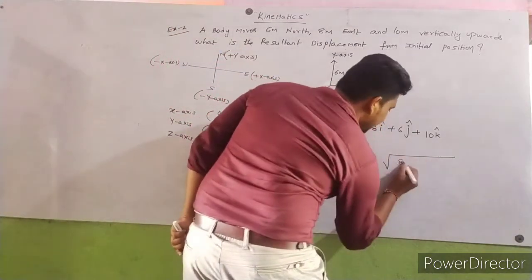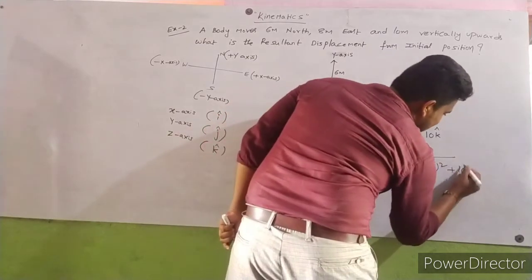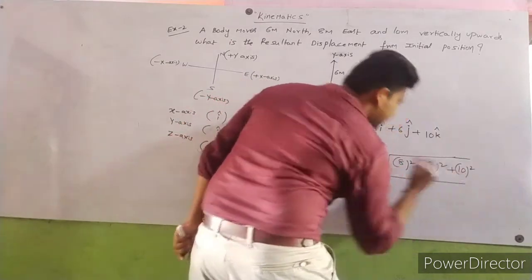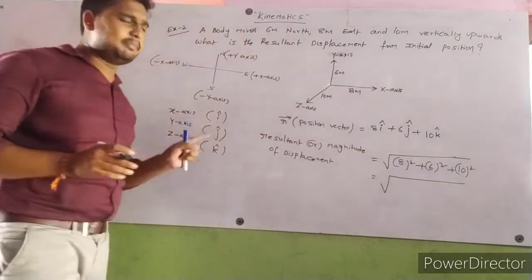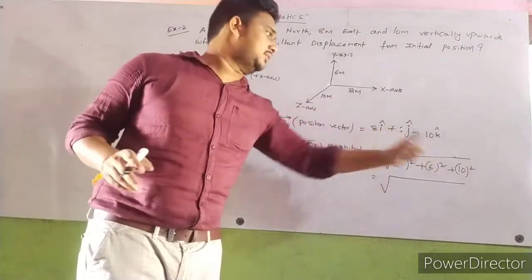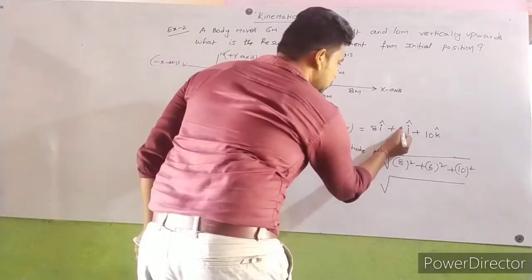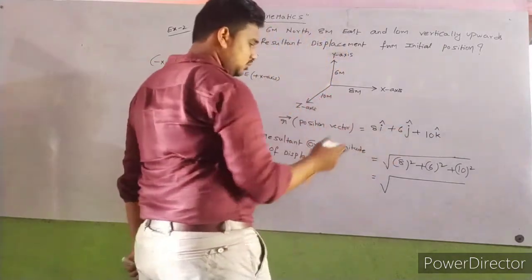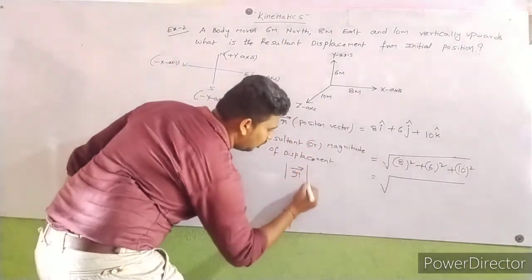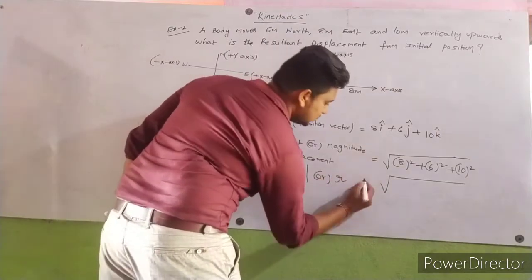the square root of 8 square plus 6 square plus 10 square. Magnitude means the square root of the coefficient of i cap whole square plus the coefficient of j cap whole square plus the coefficient of k cap whole square. How can we represent magnitude? Magnitude is taken as modulus of r.